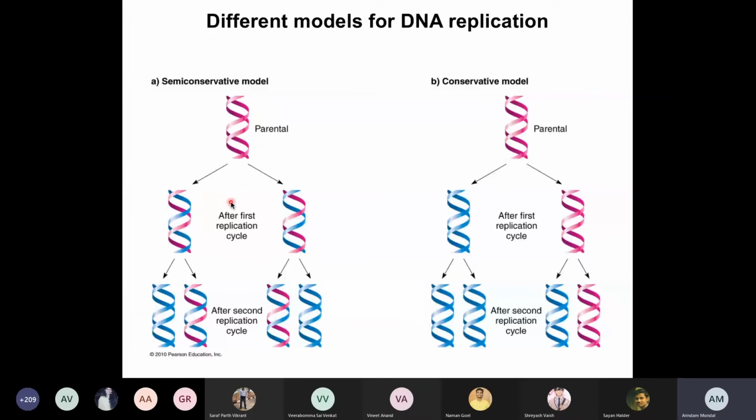Whereas in the case of the conservative model, the parental DNA strands retain their complete identity in one of the daughter double strands, whereas the other daughter double strand gets newly synthesized. So one double-stranded DNA will be completely new, both strands being new, and in the other one both strands come from the parental DNA. Because the parental double-stranded DNA completely conserves its identity through the course of replication, that's why it is known as the conservative model.